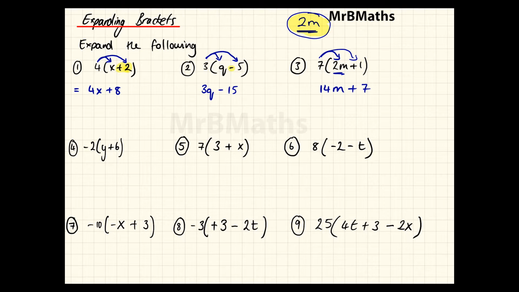Okay, so you can either pause this now and give the rest of these a go yourself, or you can continue watching and we go through it. So here I've got minus 2 times y. So again, remember the minus, it does actually mean something. So minus 2 times y will give us minus 2y. And then we've got minus 2y times a plus 6.